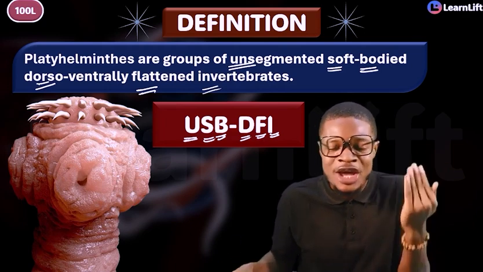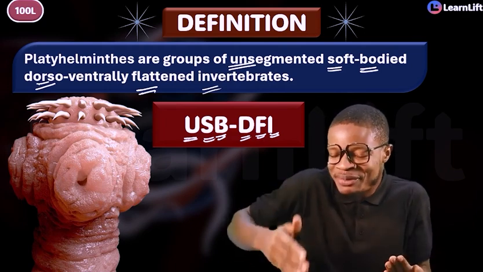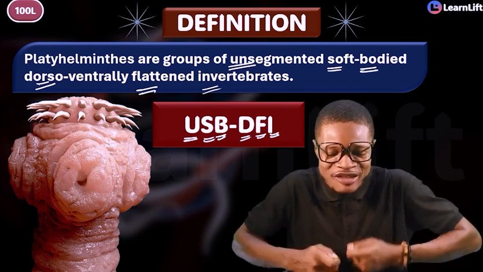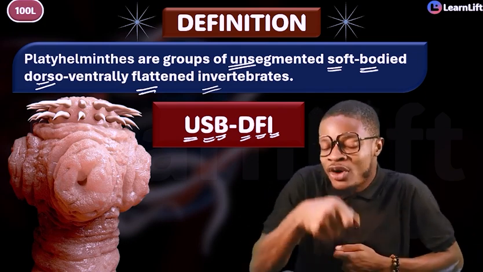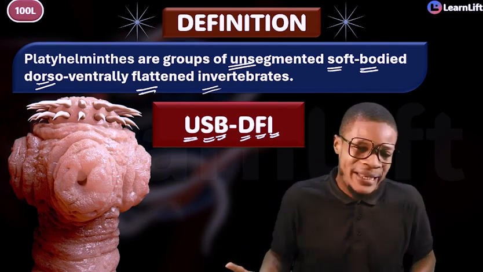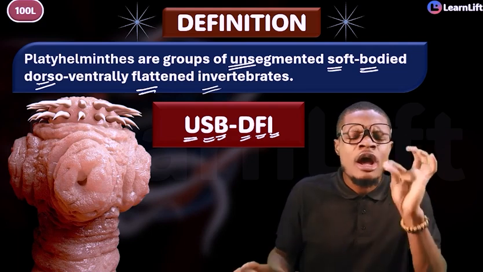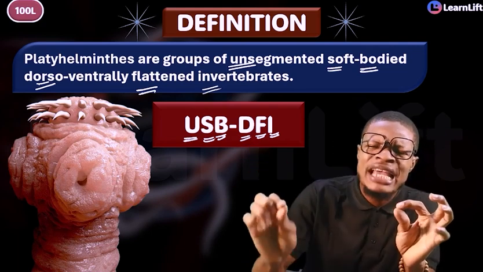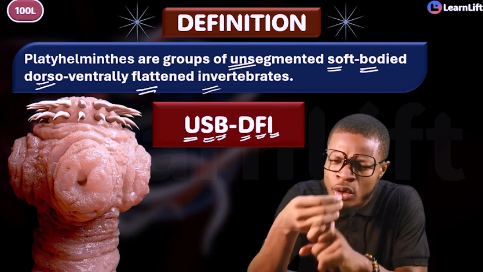USB, DFI. Come on, USB, DFI. Unsegmented, soft-bodied, dorsoventrally flattened invertebrates are called what? Platyhelminthes. Now listen carefully. From that definition, your platyhelminthes, are they segmented or unsegmented?